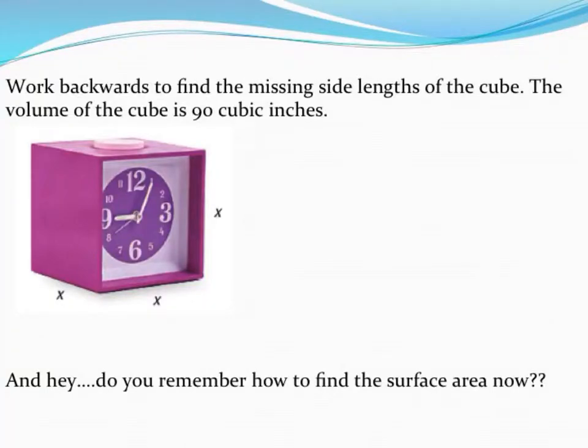In this case, we want to work backwards. We're given the volume of a prism. In this case, it's a cube. All the sides are the same thing. And we want to work backwards to find the missing dimension.